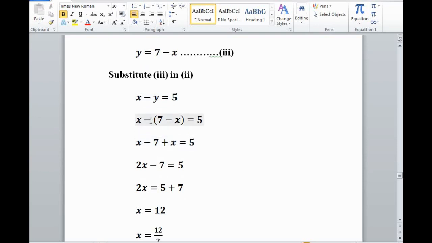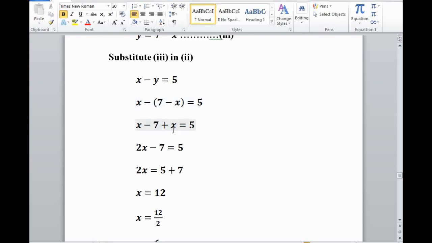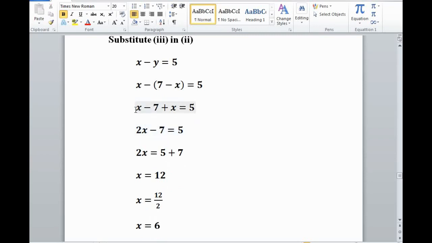Next step is to simplify this negative sign. So I'll multiply this negative sign by positive 7. So their product is negative 7. And if you multiply this negative sign by negative x, then their product is minus multiplied by minus, plus x. Now x plus x, they are like terms, so we can take their sum. Their sum is 2x minus 7 equals right side 5 as it is.